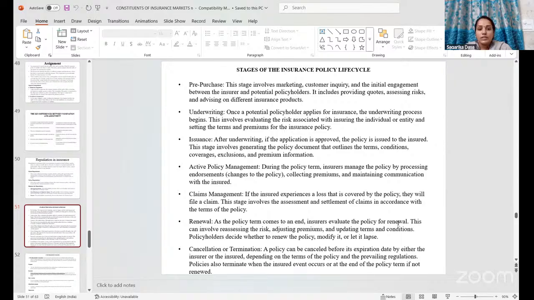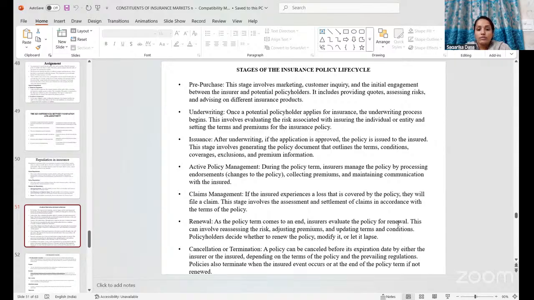And the last stage of the insurance policy is cancellation or termination. That is usually a closure of your insurance policy. A policy can be cancelled before its expiration date by either the insurer or the insured, depending upon the terms of the policy and the prevailing regulations.